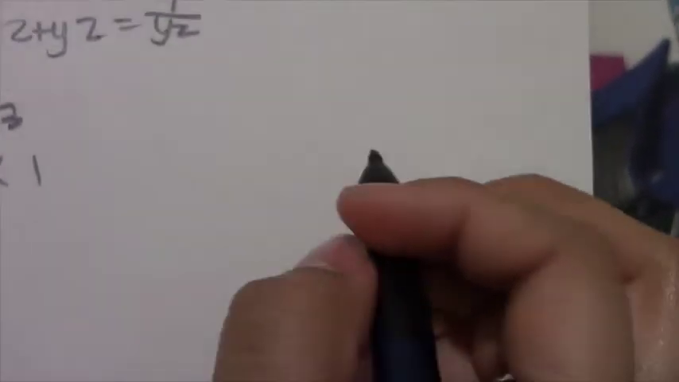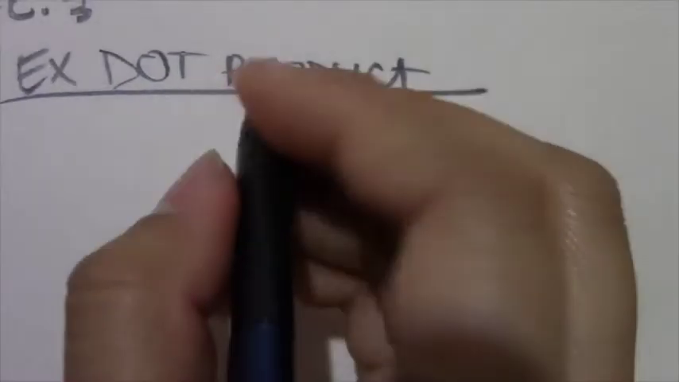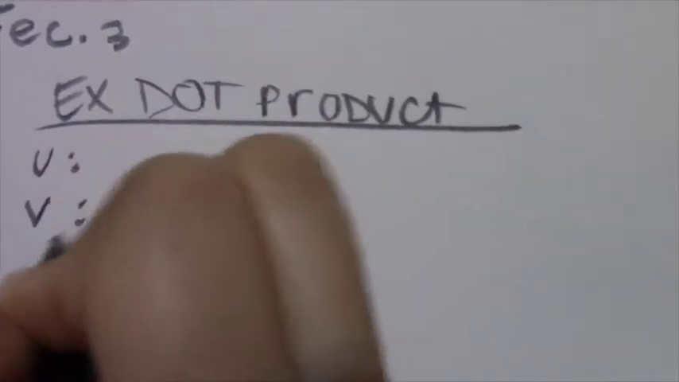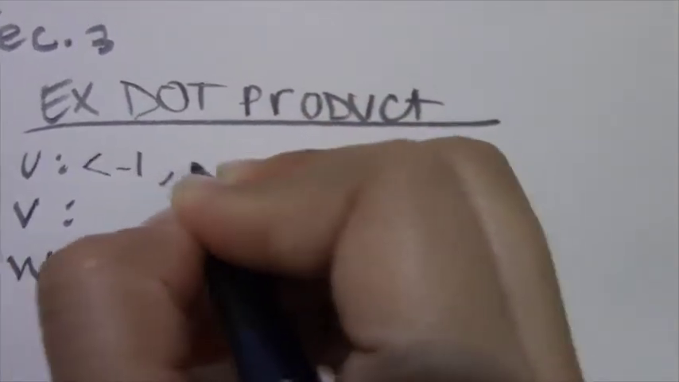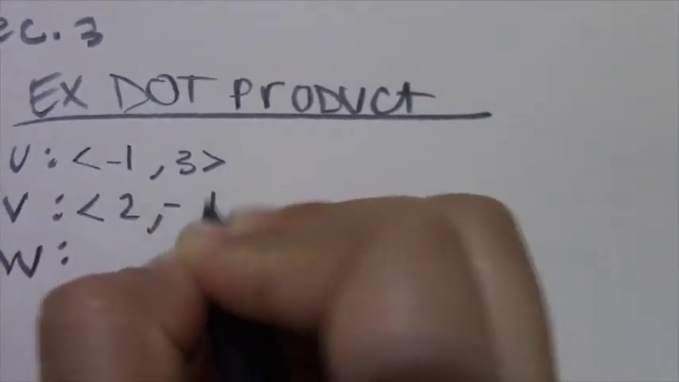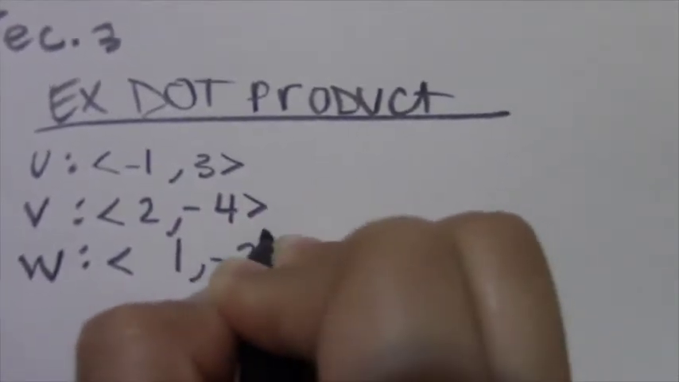An example of the dot product is, we can have our U, our V, and our W. Our U is -1, 3. Our V is 2, -4. And our W is 1, -2.